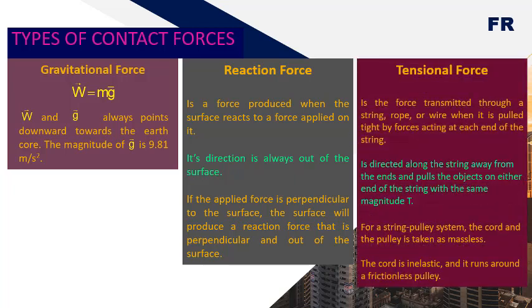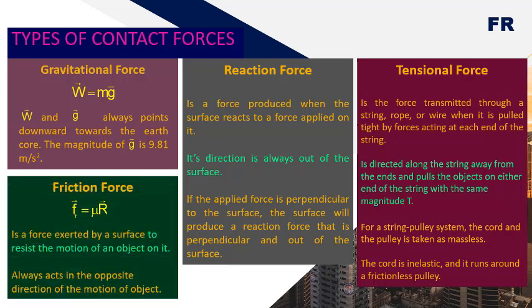The third force is the tensional force. It's the force transmitted through a string, rope, or wire when it is pulled tight by forces acting at both ends of the string. It's directed along the string, away from the ends, and pulls the objects on either end of the string with the same magnitude T. For a string pulley system, the cord and the pulley are taken as massless, and the cord is inelastic and it runs around a frictionless pulley.